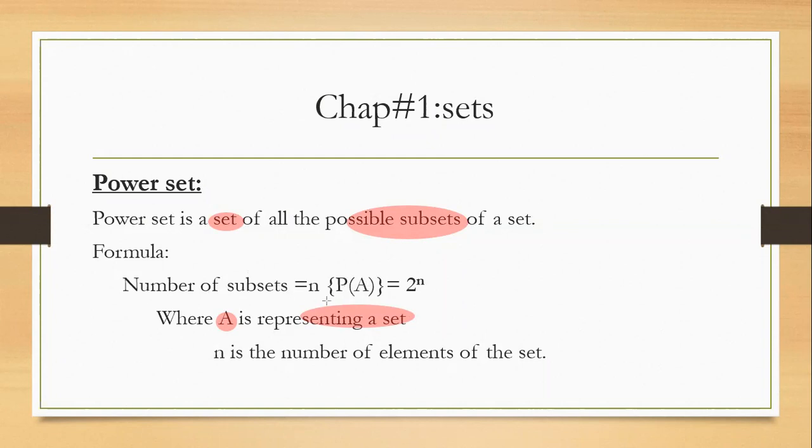Okay. Now, here the formula is n(P(A)) is equal to 2^n. The formula is 2 raised to the power n. Now, what is n over here? n is in the power. What is n? n is the number of elements in the set. Okay. n is the number of elements, that is, how many elements are there in the set.